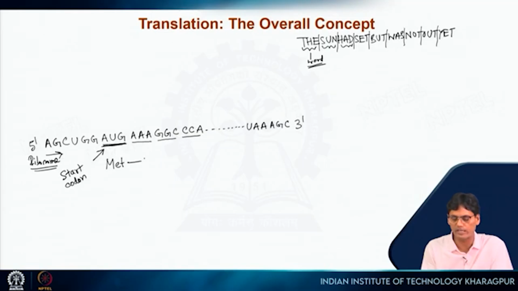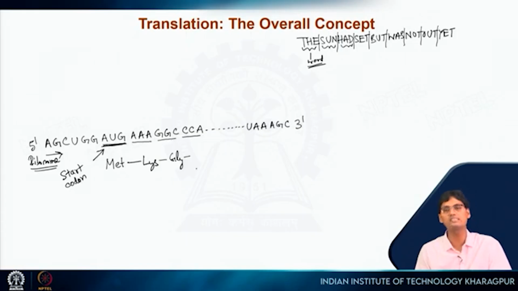Then the next amino acid, for example, the codon here is AAA, so it codes for lysine. You don't need to remember which codon codes for what amino acid, it's not required. We generally use a table called the genetic code, by which we can understand which codon refers to which amino acid. Then because of GGC, we will have glycine, another amino acid. Then CCA codes for proline, and it goes on like that.